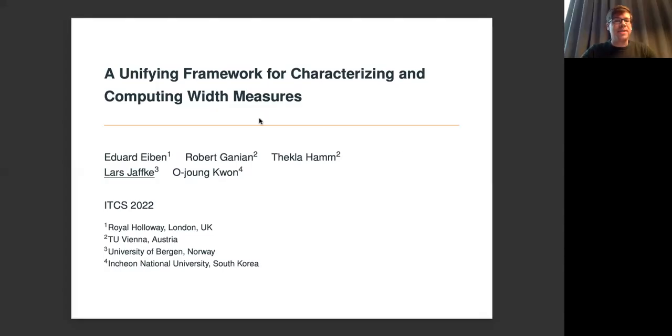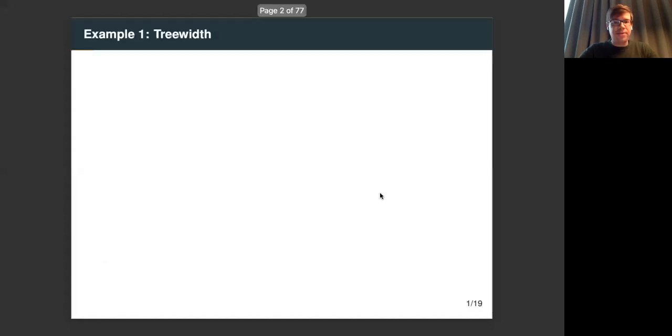Hi, I will present the paper, A Unifying Framework for Characterizing and Computing Width Measures, which is joint work with Eduard Eiben, Robert Ganian, Thekla Hamm, and O-joung Kwon. Okay, so this work is all about width measures of graphs.